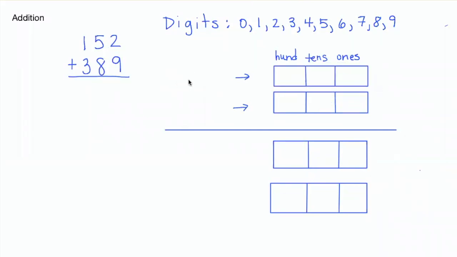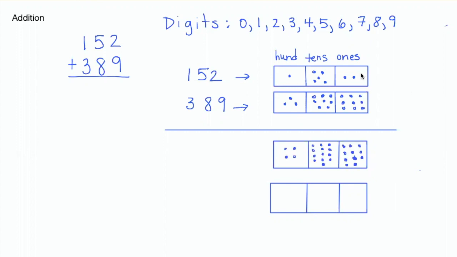Follow along with this example. How would I represent the number 152 in terms of counters? 1 counter in the hundreds, 5 in the tens, and 2 in the ones. 389. Now again, rather than just adding 2 plus 9 and getting 11, I don't want to put the number 11 here because 11 is not a single digit. So instead, I'm going to put my counters in the boxes and then regroup them.